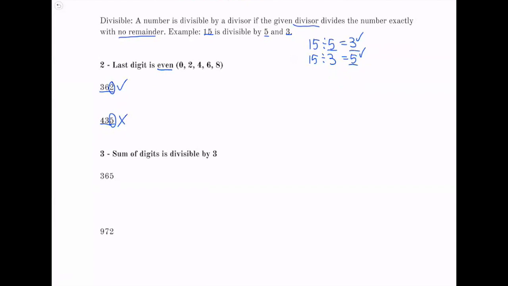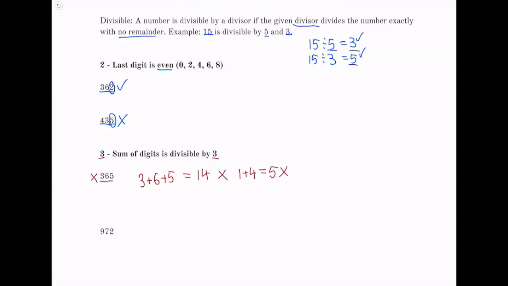Okay, so now let's move on to some harder divisibility tricks. For 3, we must have the sum of the digits be divisible by 3. So for 365, for example, 3 plus 6 plus 5, the sum of the digits is 14, right? And you can say, okay, 14 is not divisible by 3, so that means that 365 is not divisible by 3. Or another thing you can do is say, okay, 1 plus 4 is 5, and 5 is not divisible by 3. So this is also not divisible by 3.